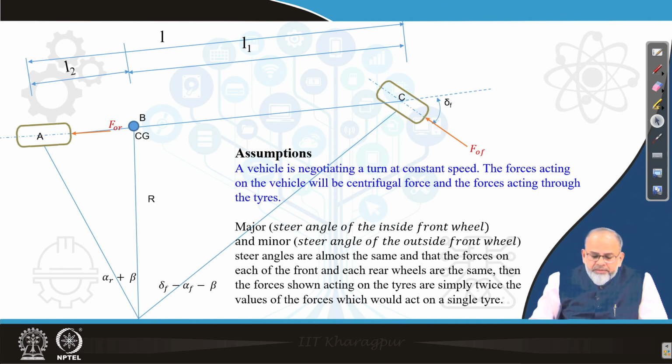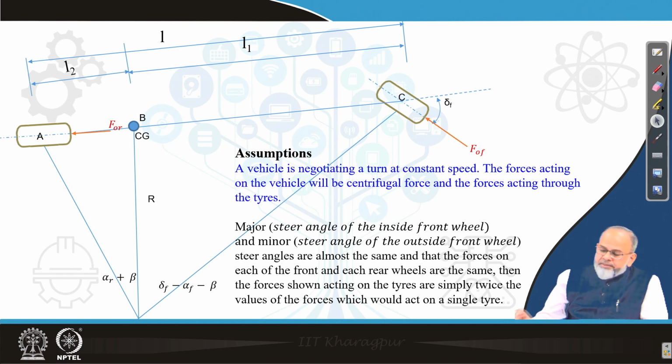And here the major steer angle of the inside front wheel and the minor steer angle of the outside front wheel are almost the same, and so the forces on each of the front and each of the rear wheels are the same. So, the forces shown acting on these tires are simply twice the forces which are acting on each of the wheels.